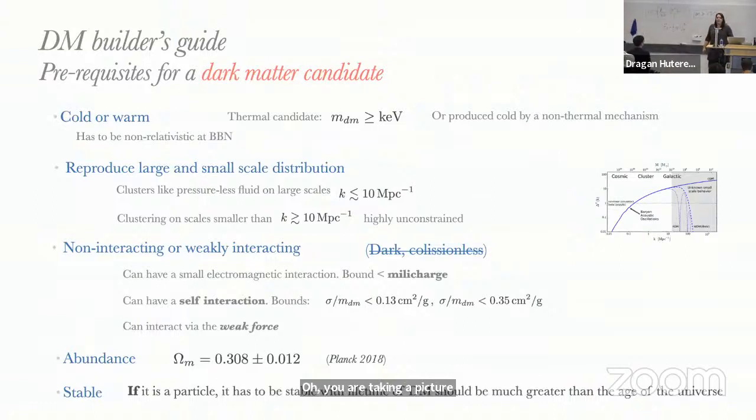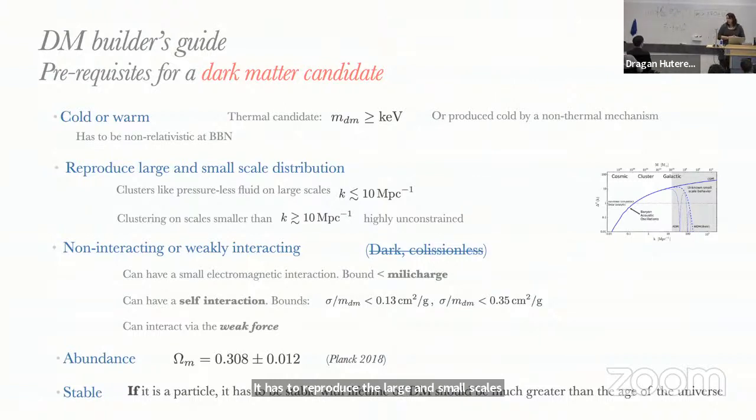And then, giving all this observation and also a little bit of theory, we could construct what I'm calling here the dark matter builder's guide. So if you want to construct a dark matter model, you have to take all of this into account. So first, it has to be non-relativistic today or warm. So if it's a thermal candidate, the mass needs to be bigger than keV or produced already cold non-thermally in the universe. It has to reproduce the large and small scales distribution that we have.